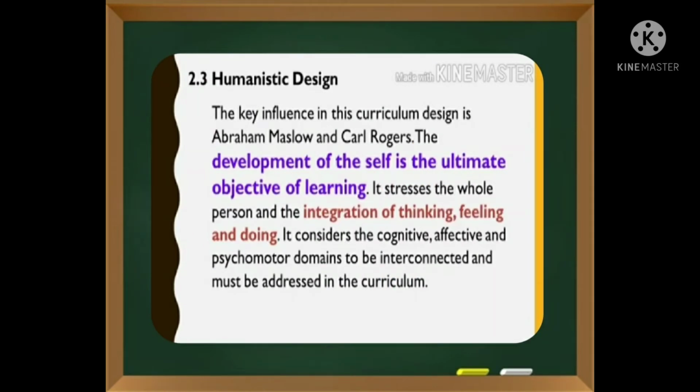And the third is humanistic design. The key influence in this curriculum design is Abraham Maslow and Carl Rogers. The development of the self is the ultimate objective of learning. It stresses the whole person and the integration of thinking, feeling, and doing. It considers the cognitive, affective, and psychomotor domains to be interconnected and must be addressed in the curriculum.